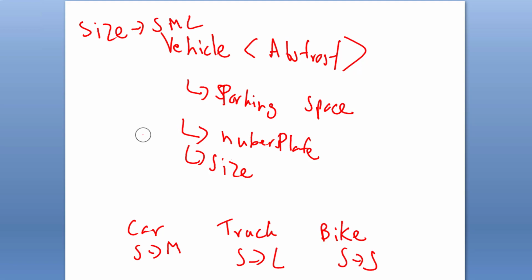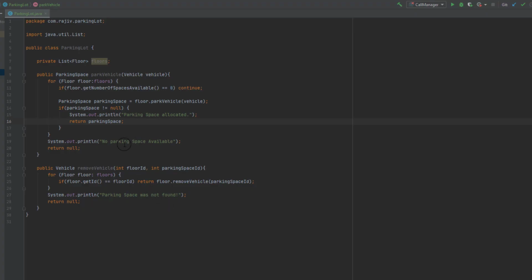Let's see the code example of it. So guys, this is the code example, and if you want to peek inside it, the code is placed on GitHub, linked in the description section. So you can see that this is the parking lot class, and it has the list of floors, and it also has the method to park the vehicle by passing the vehicle, and also remove the vehicle by giving the floor ID and parking space ID. I will go inside this in a little while.